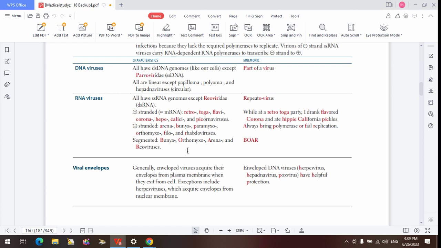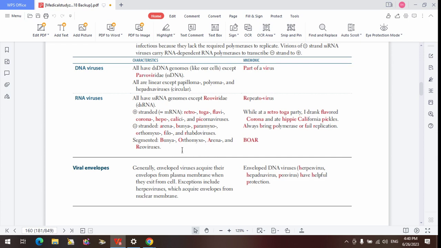The Orthomyxo. Influenza is one of them. So you must always remember, when you say segmented, that should be the first one that comes to your mind. I will not even tell you to pay attention to the number of segments. You don't need it. Just know that they are segmented. Orthomyxo, that's number one because of influenza. Influenza is Orthomyxo. I think it's the only one that is even there.